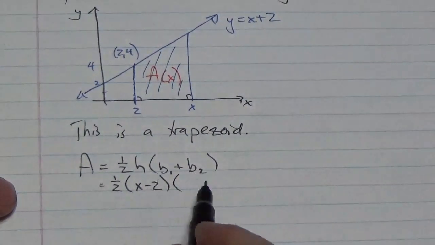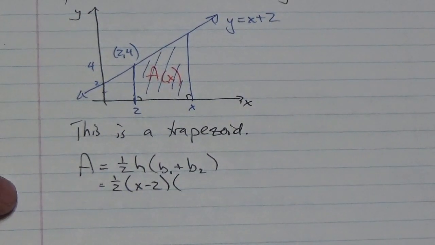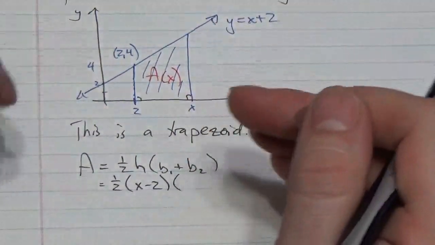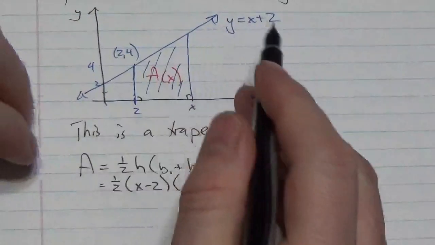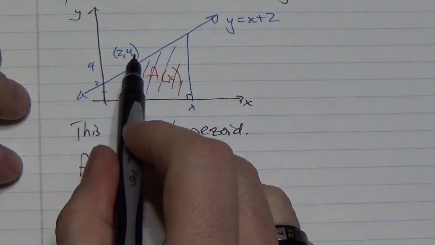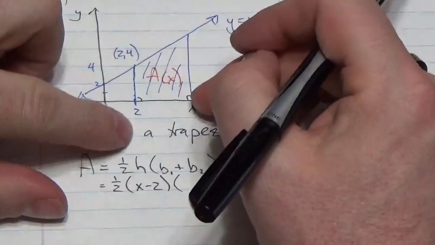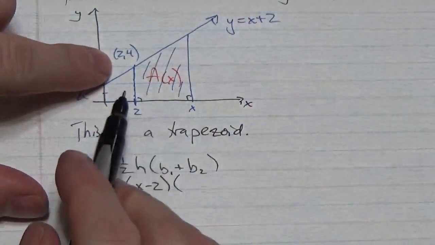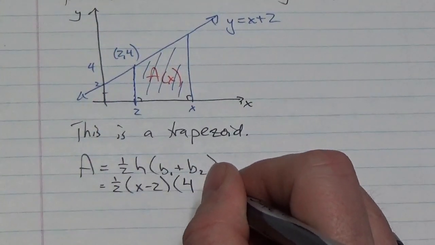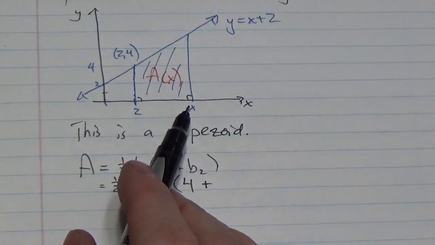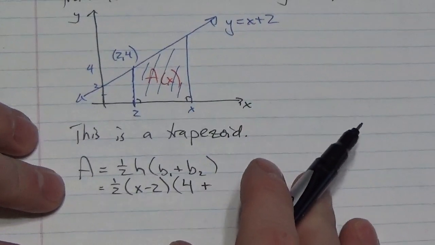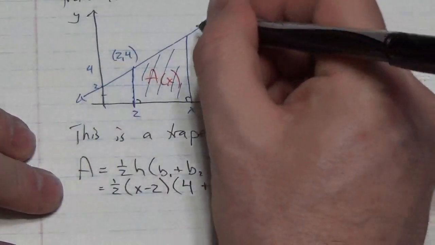Now, the two bases are the lengths of these two sides right there. Those are related to the function, x plus 2. And it's really important that you catch that: the value of the function is going to be the height on this side and the height on this side. Now, on the left-hand side, that's not a problem. That's just going to be 4. On the right-hand side, because we're stopping at an arbitrary value of x, it's hard to pinpoint exactly what that height is supposed to be.